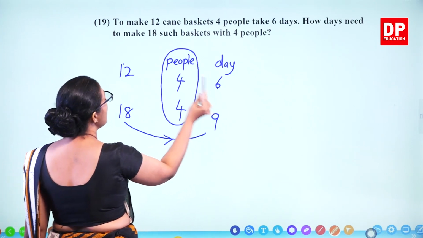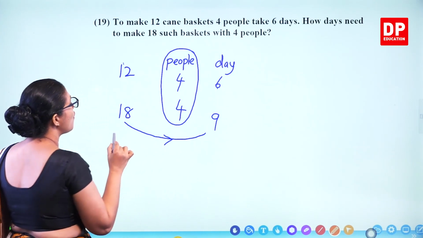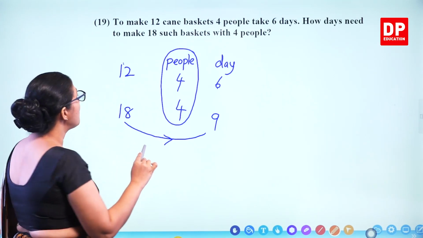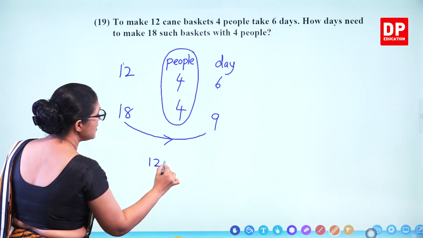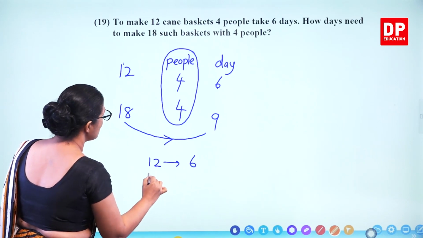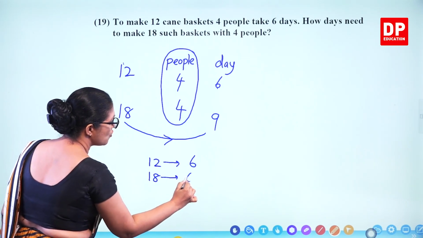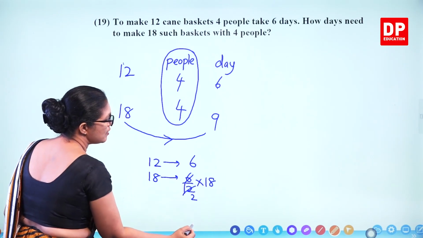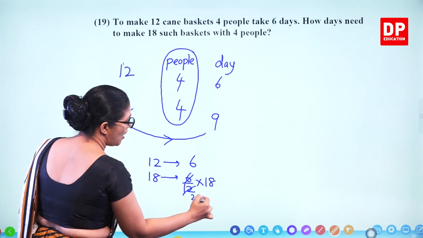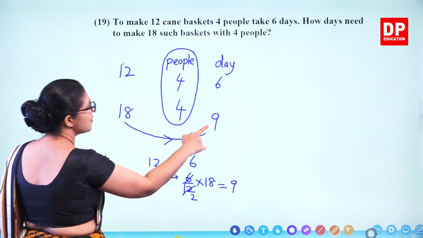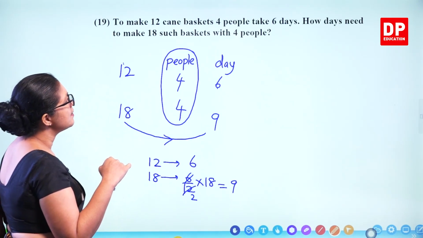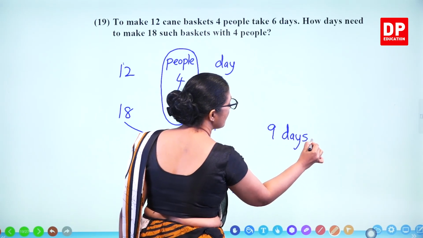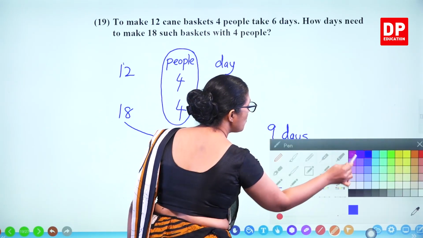Or you can use the other way around: for 12 baskets, you need 6 days. What about 18? So 6 over 12 times 18 you can do. So 18 divided by 2, that's 9. So 9 days needed. Two marks for that.